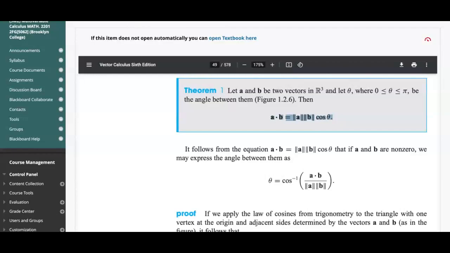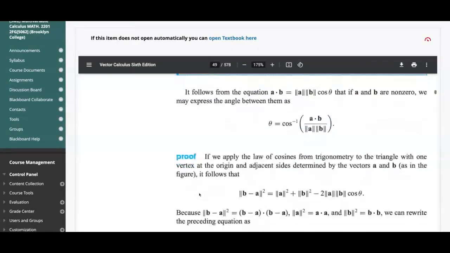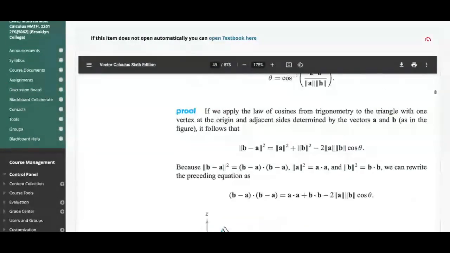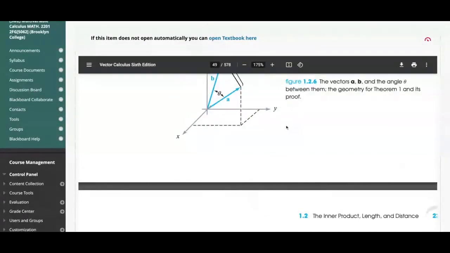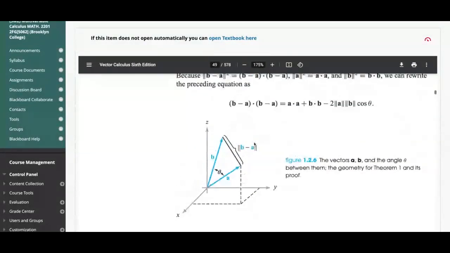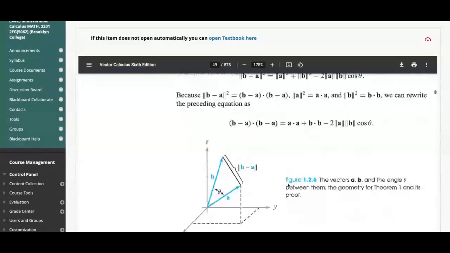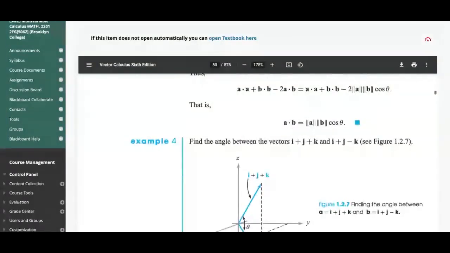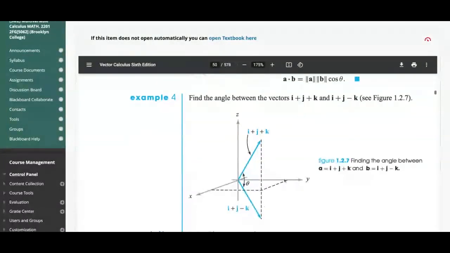So A dot B equals the length of A times the length of B times cosine theta. You can draw a picture to convince yourself. So this little proof, if you're a mathematics major, you should go over this proof. So this is a little example.